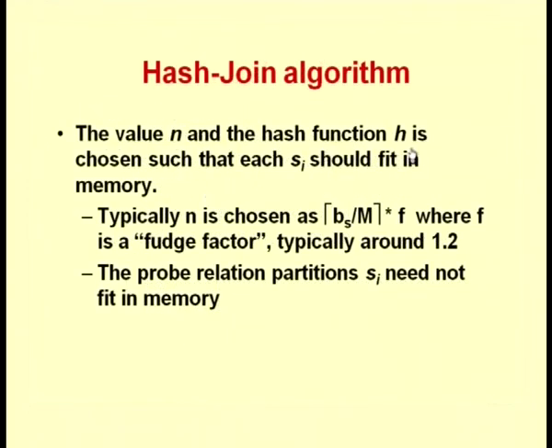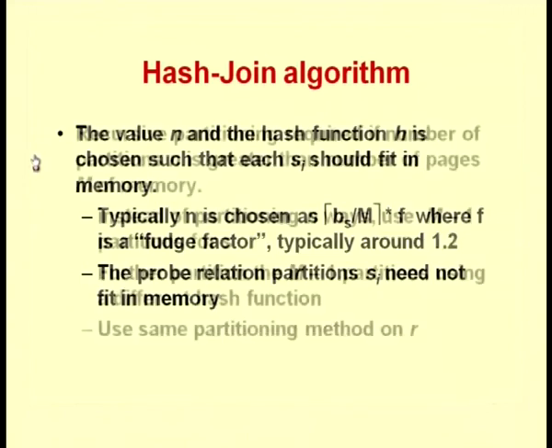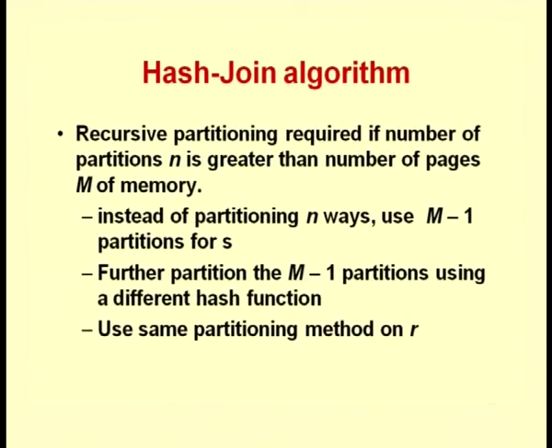The value n in the hash function h is chosen such that each Si should fit in memory. Typically, n is chosen to be bs divided by m, multiplied by f, where f is the so-called fudge factor, typically around 1.2. The probe relation partitions Ri need not actually fit into main memory, they can be in secondary memory. Recursive partitioning is required if the number of partitions n is greater than the number of pages m of memory. Instead of partitioning n ways, use m minus 1 partitions for S and further partition the m minus 1 partitions using a different hash function. You have to use the same partitioning method for R.